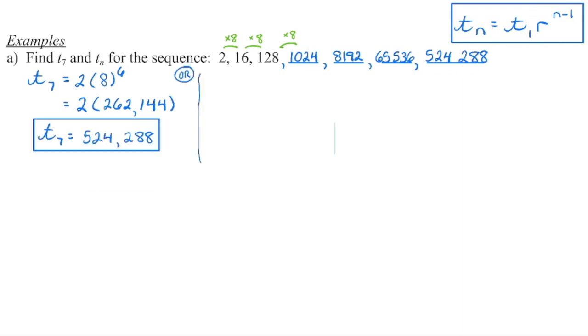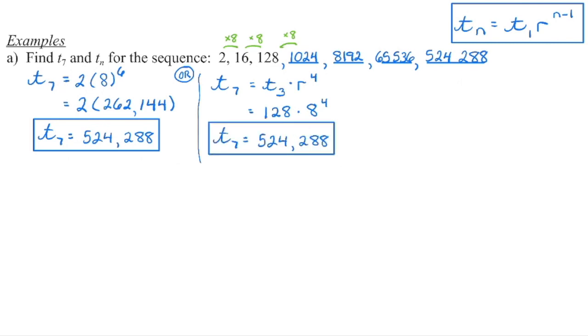Or we could also say the last term that was given to us was term 3. From term 3, we're multiplying by 1, 2, 3, 4 common ratios. So we can manipulate that formula and say term 3 times 4 common ratios, substitute in the value of term 3. We know the common ratio is 8, and again, we will get the same value for term 7. So there's different ways you can go about this once you understand how a geometric sequence works.